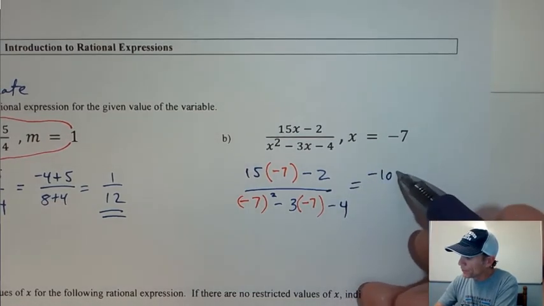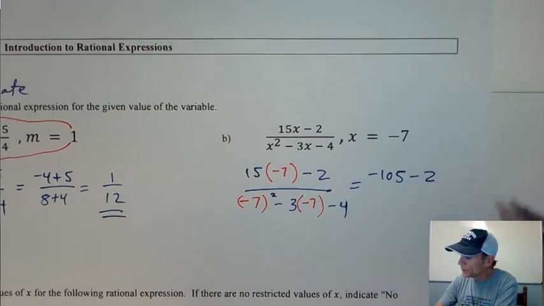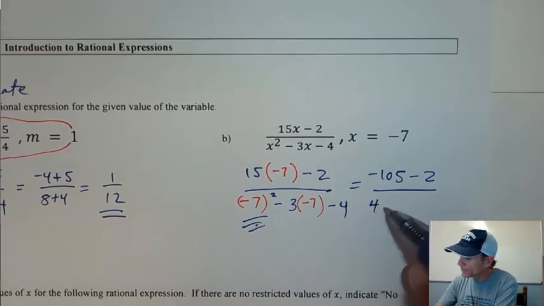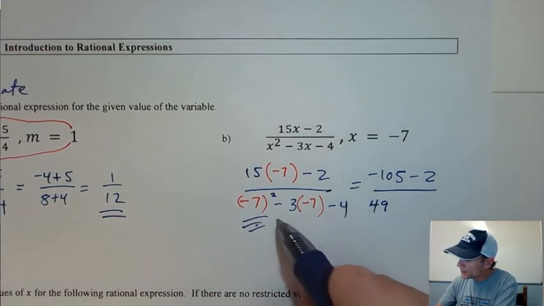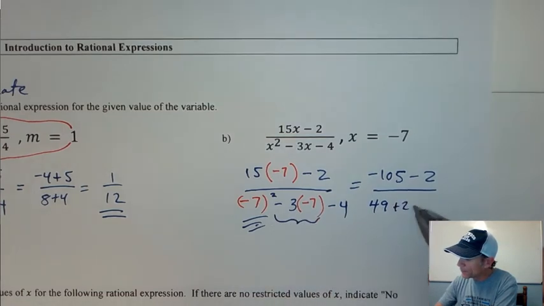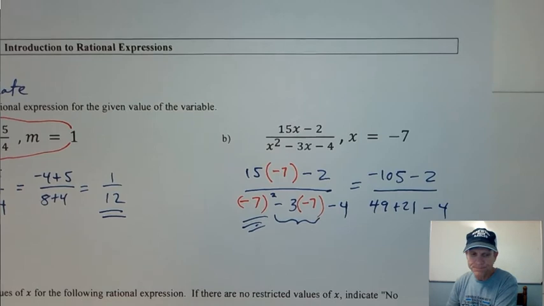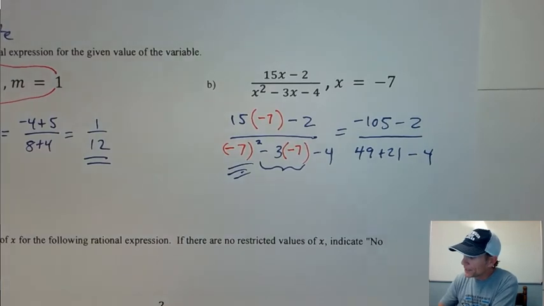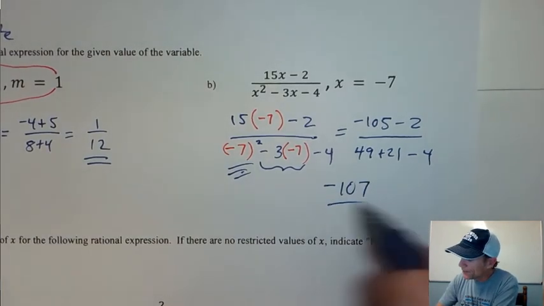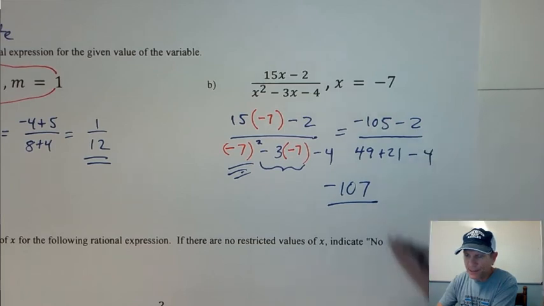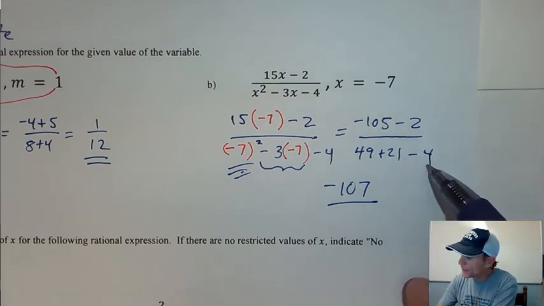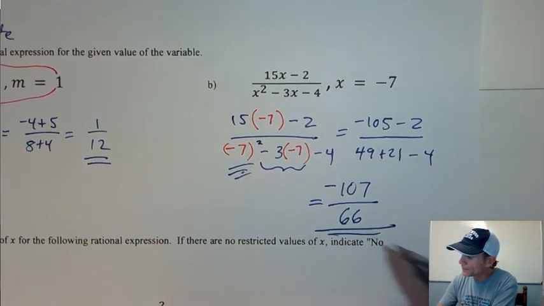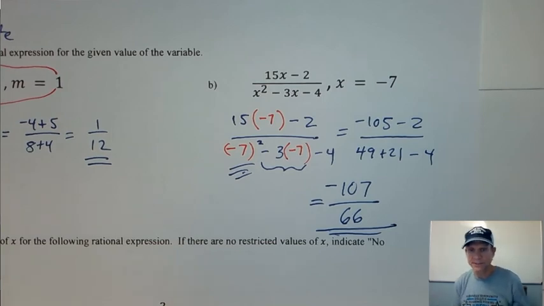On top here we get negative 105 minus 2. I think I multiplied that correctly. We get careful on this. It's positive 49. This here is positive 21. And then we have minus 4. So on the top of this fraction, or the numerator, we get negative 107 from putting these two together. And then we get 70 minus 4 is 66. And that's fine. We don't have to put that as a mixed number. We just leave it as an improper fraction.